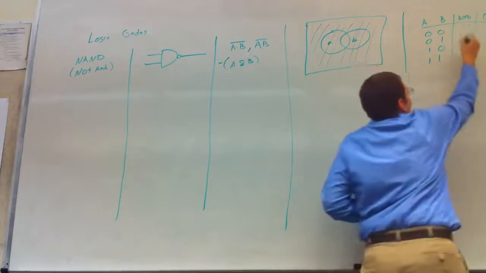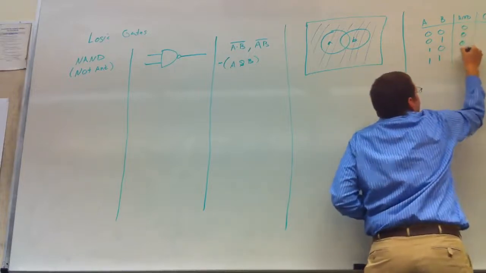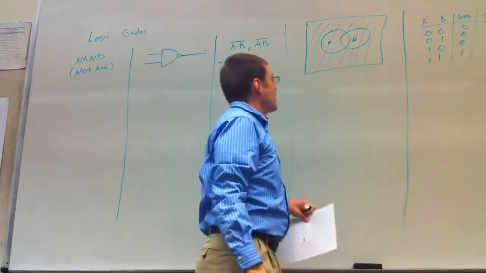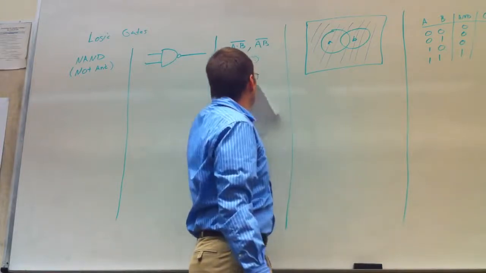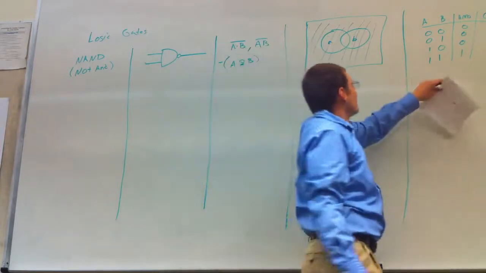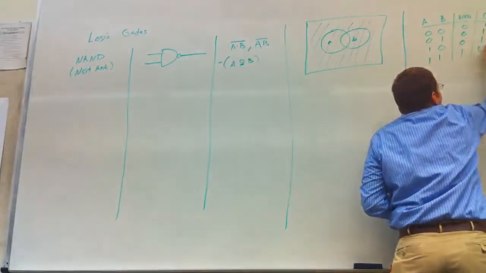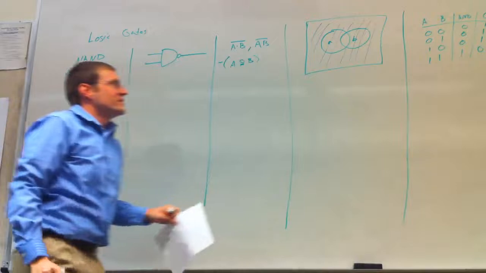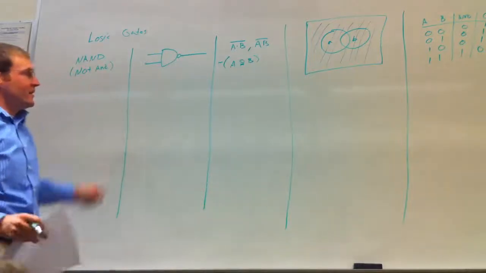So regular AND, we got 0, 0, 0, 1. And so a not AND is all we have to do is basically not the result of an AND. So we get 1, 1, 1, 0. So that's the result of the NAND gate.